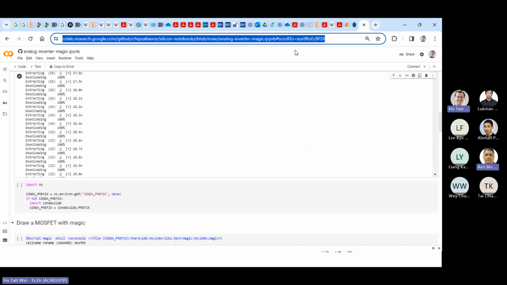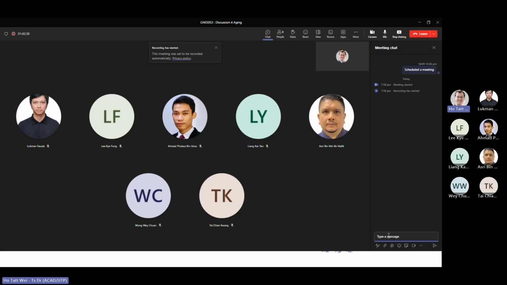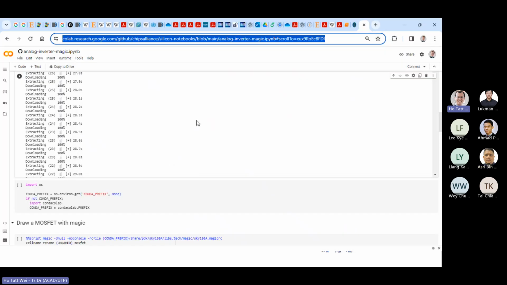But if you want to run it on Google Colab, just directly get it from the Silicon Initiative, or I paste it here. Run this link that I just put in the chat. Run this link directly, then it will work. But if you download this file and then run it on your own Google Colab, it won't work.